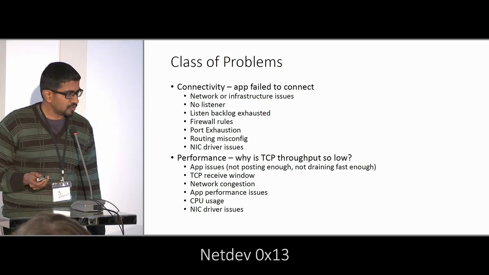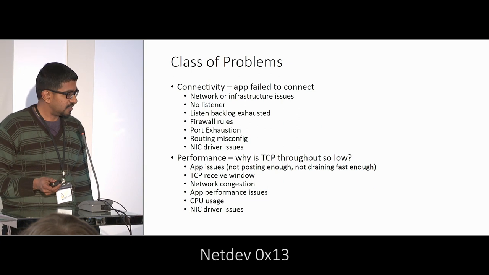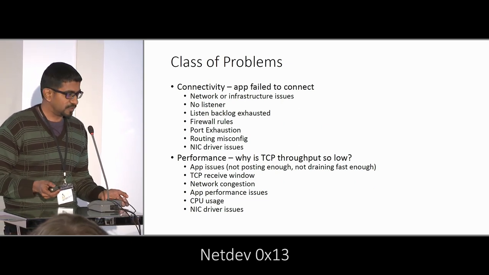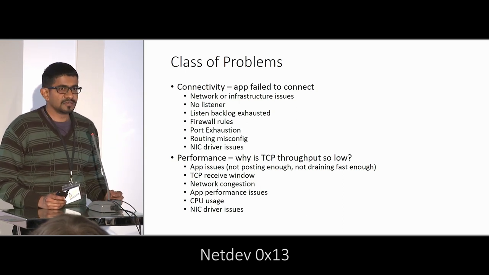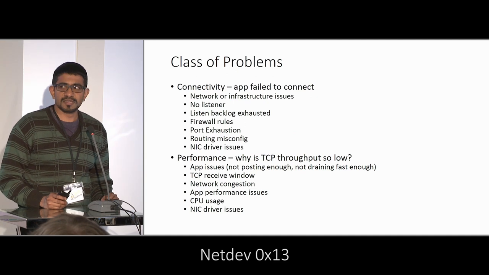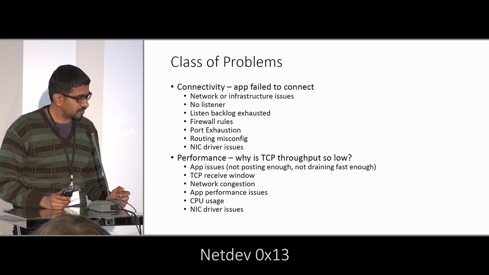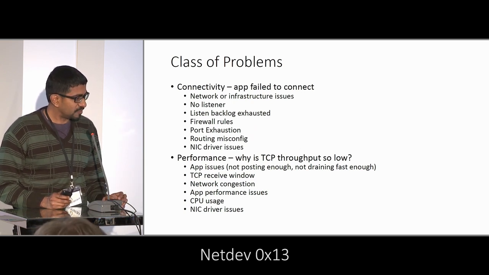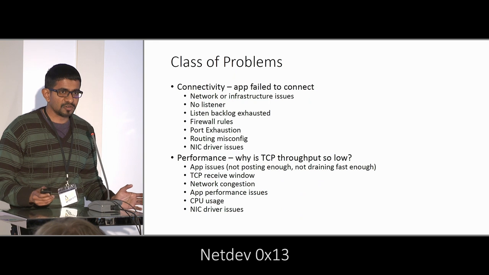These are the two classes of problems that we deal with pretty much day in, day out. The first class is connectivity, and the other is performance. Generally, for applications in the cloud, when there are connection failures, you get a question: why did my app fail to connect? I've tried to list some of the common reasons why that happens. There are, of course, network or infrastructure issues, like your packets could be getting dropped in the network.